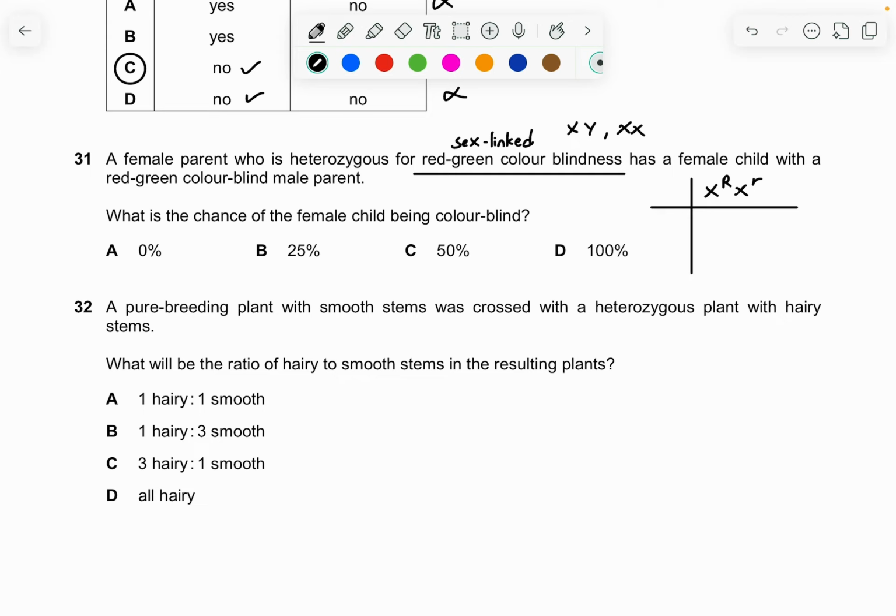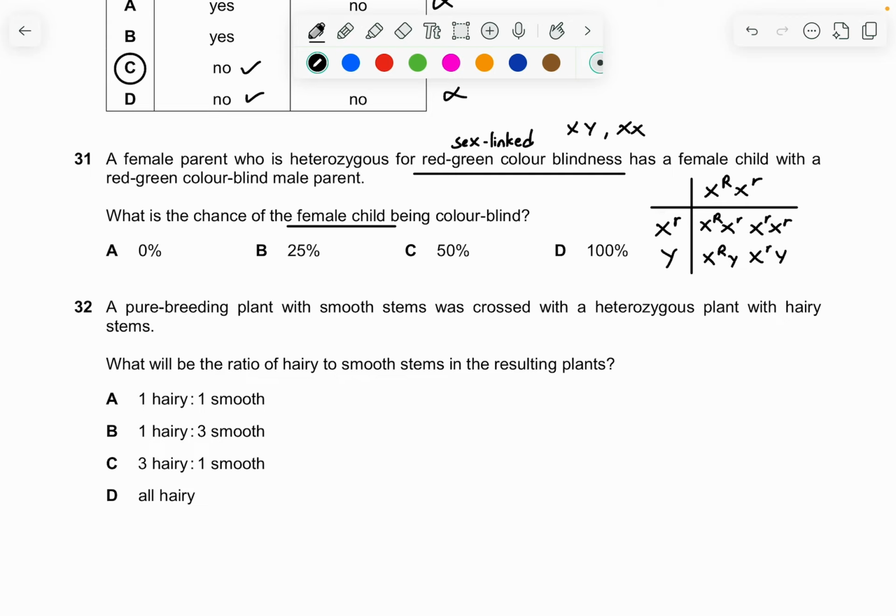The color blind male parent is X small r, Y. So what's the chance of the female being colorblind? The Punnett square gives X R X r, X R X r, X r Y, X r Y. They are telling us about a female child, so the male one is not included. The chance of a female child being colorblind.